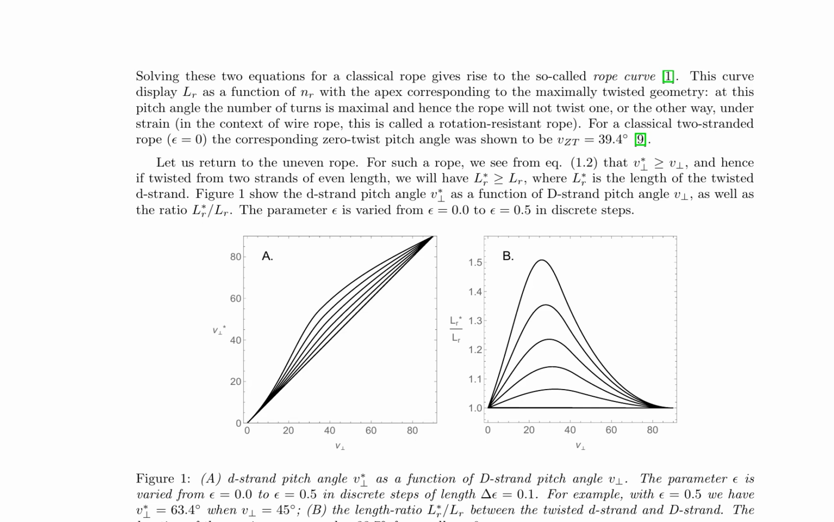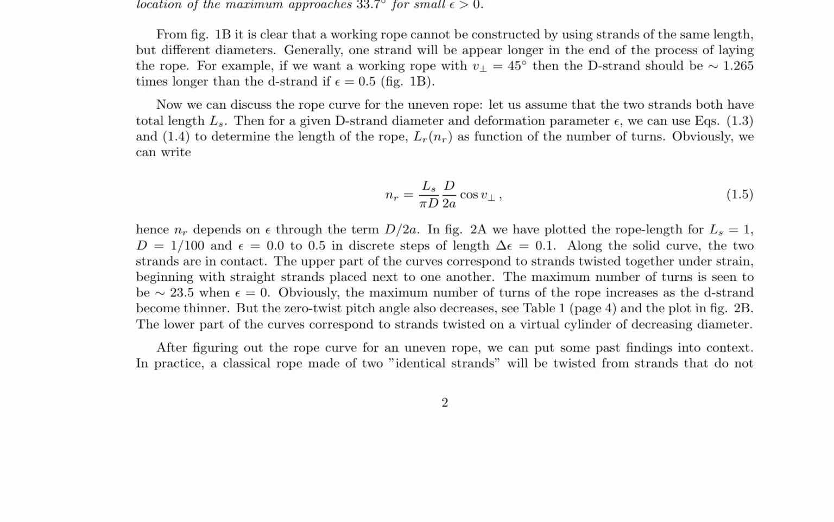Equation 1.2 reveals that v' is greater than or equal to v, indicating that if twisted from two strands of even length, we will have L'r greater than or equal to Lr. Figure 1 illustrates the d'-strand pitch angle v' as a function of d-strand pitch angle v, as well as the ratio L'r over Lr, with the parameter epsilon varying from 0.0 to 0.5. This analysis underscores the significance of the parameter epsilon in determining the rope's properties, particularly the maximum number of turns and the zero twist pitch angle.